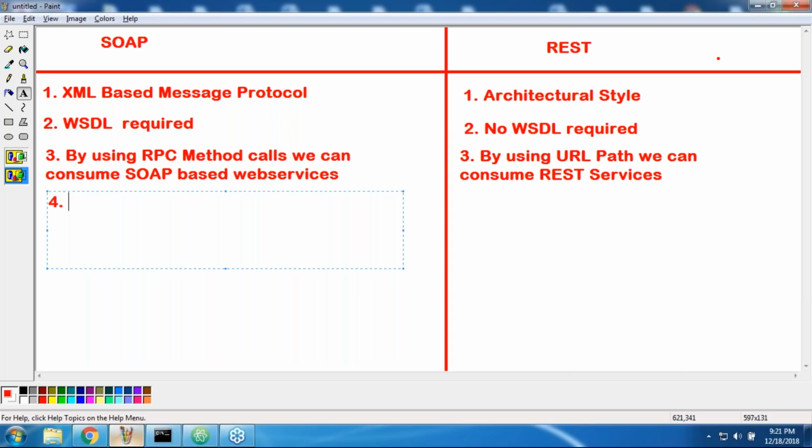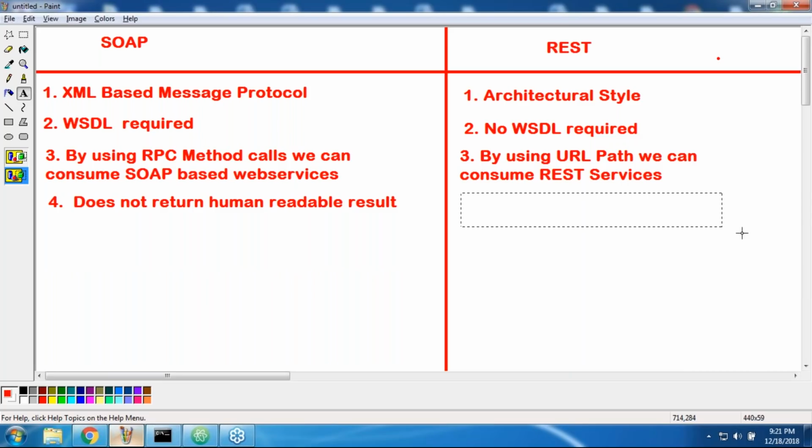Fourth one. Here, SOAP does not return a human readable result, correct? But here the message format is always JSON. It is always human readable. Very easily people can understand it, right?